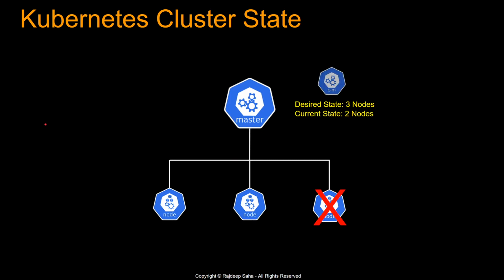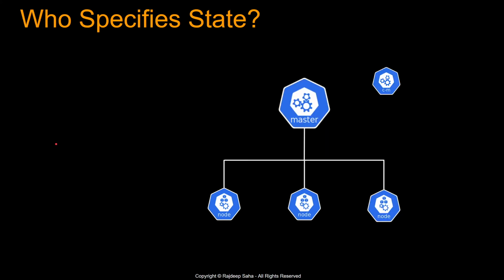So what's going to happen? Kube-controller-manager will jump into action, and it is going to observe that the desired state is not equal to the current state, and it is going to bring up one more node to make the current state equal to the desired state. But who specifies state? Who tells the Kubernetes master that I need this many nodes, I need this many copies of my container running?